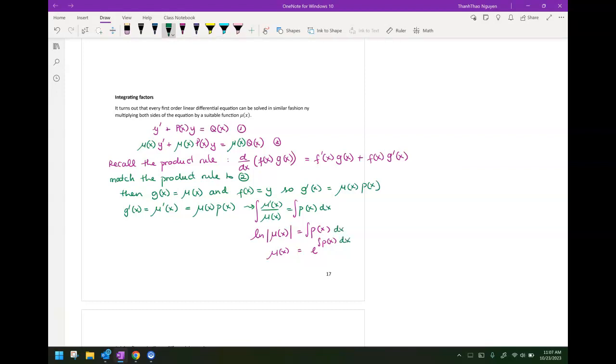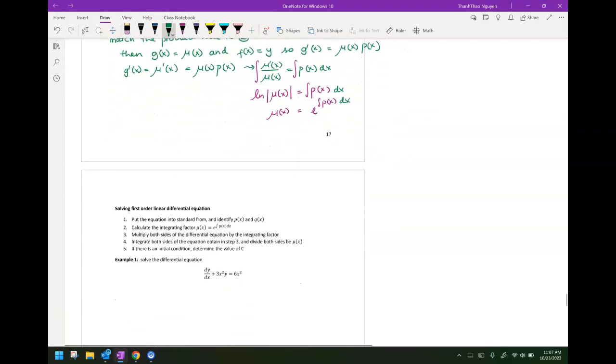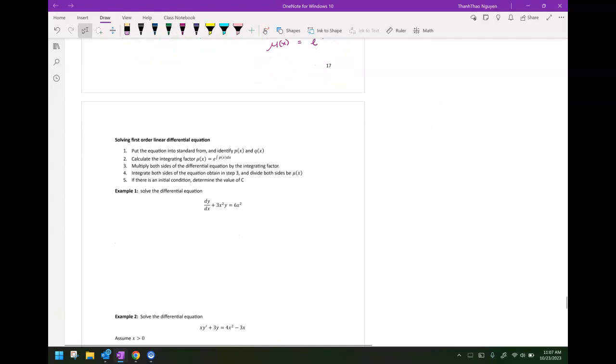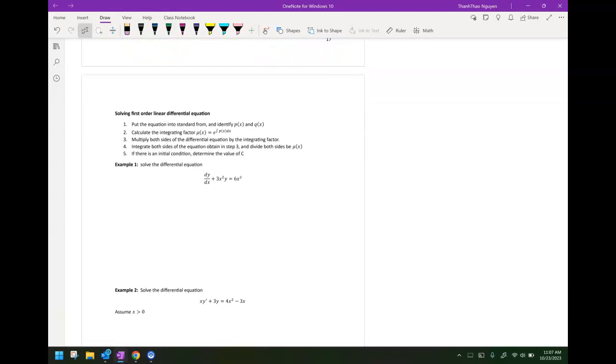Let's see how this works. To solve a first order linear differential equation, we first put the equation into standard form and identify P and Q. Calculate the integrating factor mu of x. Then multiply both sides of the differential equation by the integrating factor. Then integrate both sides of the equation obtained in step 3 and divide both sides by mu of x. If there is an initial condition, then we would determine the value of C.